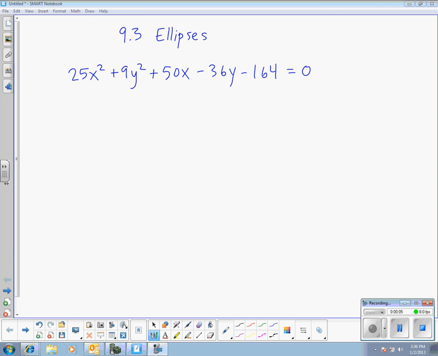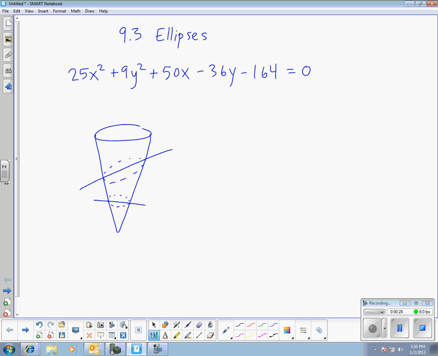9.3 ellipses. Here we go. An ellipse is our second conic section. If you slice a cone at an angle, if you slice it straight across, you produce a circle. If you slice it at an angle, you produce an ellipse. This is why these are called conic sections, because they come from slicing up a 3D cone.